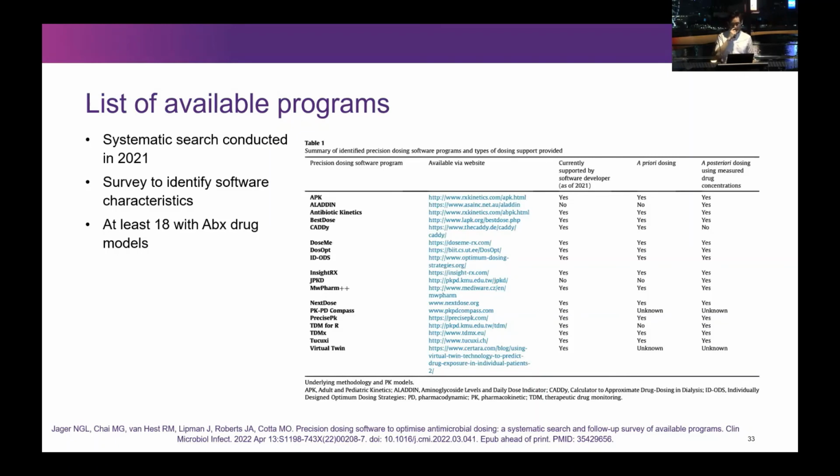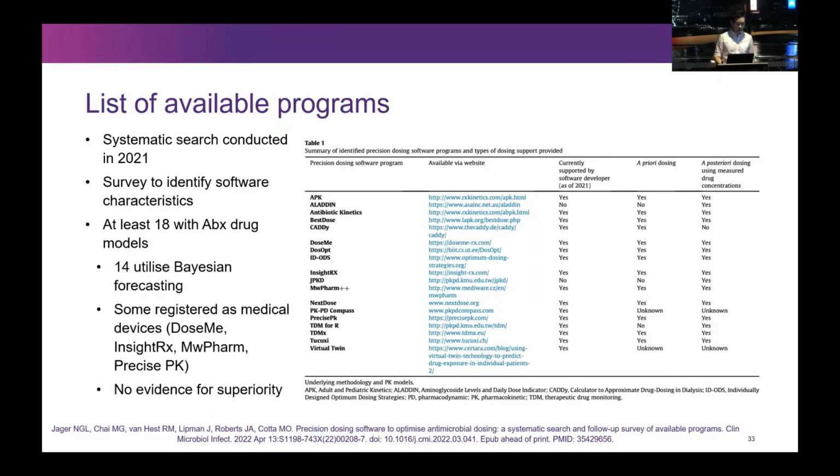And what we found was that there was at least 18 programs that had the ability to provide dosing recommendations for antibiotics. And the vast majority of them did indeed use Bayesian forecasting technology. I suspect the numbers are slightly higher because we didn't receive responses from 2 software developers, so it potentially was up to 16. Some of these devices are actually registered as medical devices, so if that's a requirement in your particular health service to adopt this kind of technology, these are the ones that you might potentially be interested in looking at.